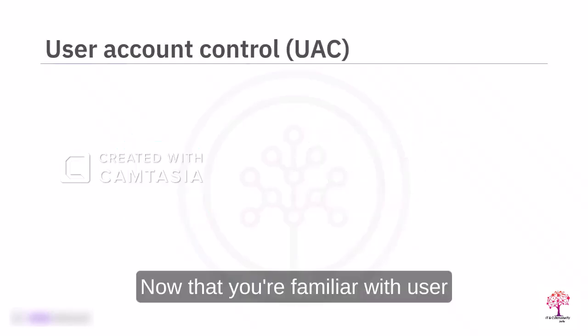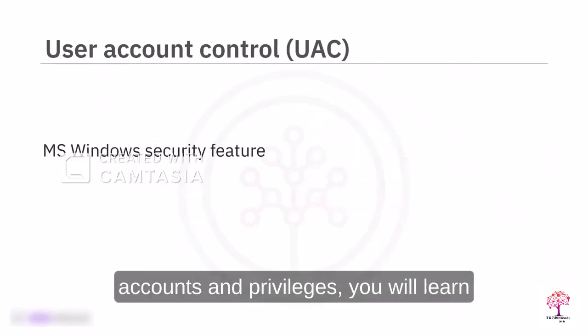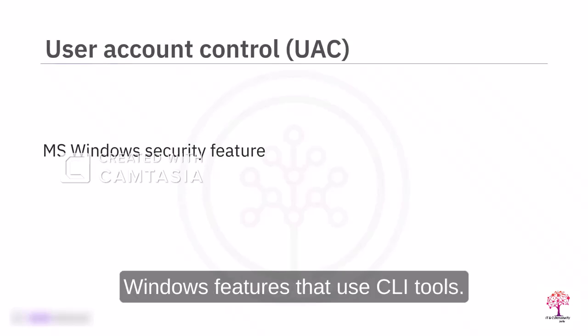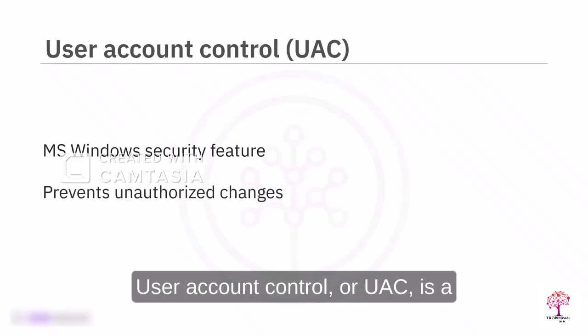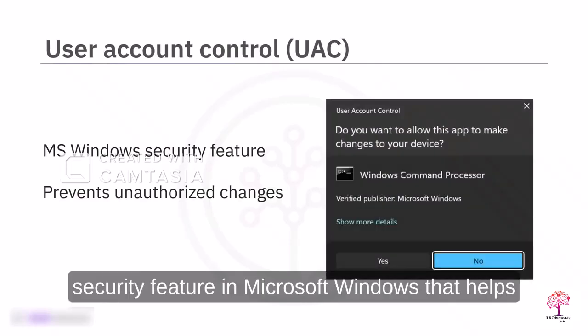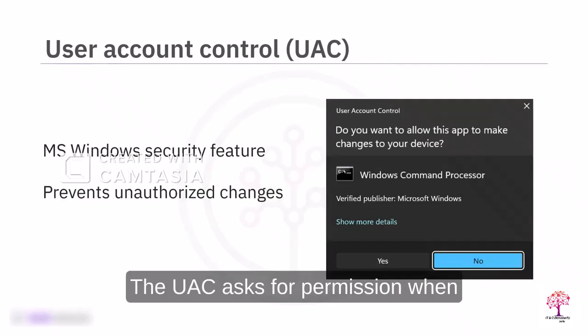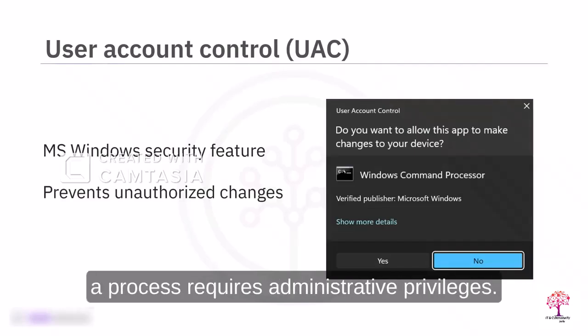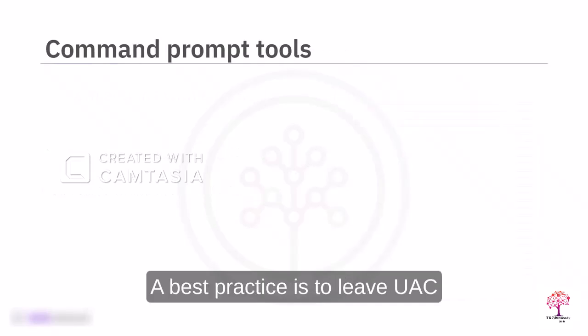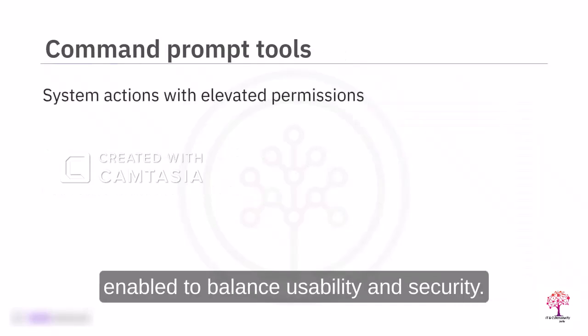Now that you're familiar with user accounts and privileges, you will learn Windows features that use CLI tools. User Account Control or UAC is a security feature in Microsoft Windows that helps prevent unauthorized changes to the system. The UAC asks for permission when a process requires administrative privileges. A best practice is to leave UAC enabled to balance usability and security.